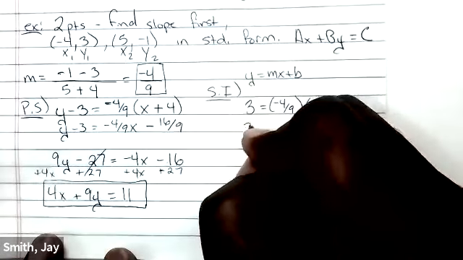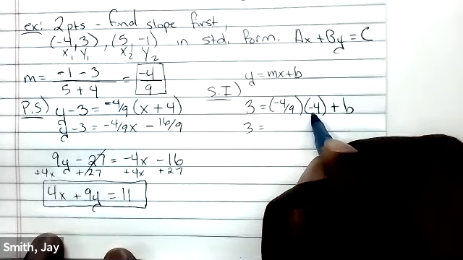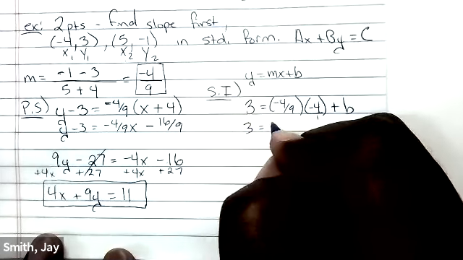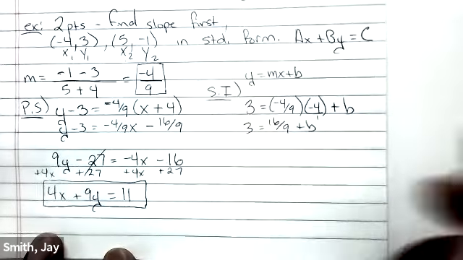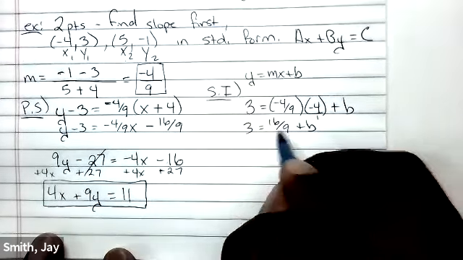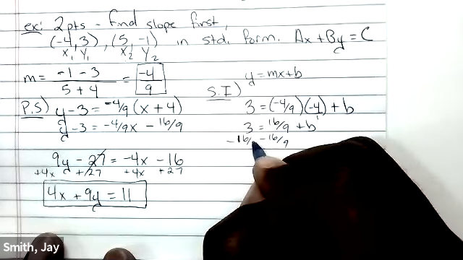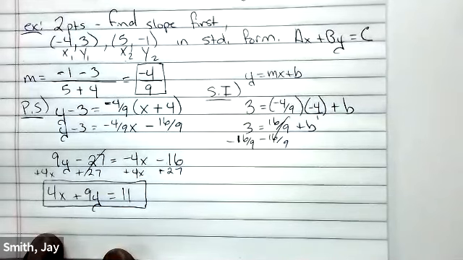So this will give me 3 is equal to, negative times a negative will give me a positive. Turn this -4 into a fraction by putting it over 1. -4, positive 16 for my numerator, 9, plus b. We need to get b by itself. So we're going to subtract 16/9 from both sides. So here, positive 16/9, negative 16/9 is going to cancel.